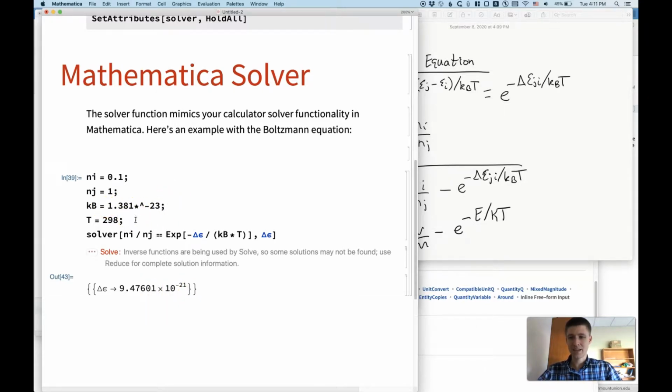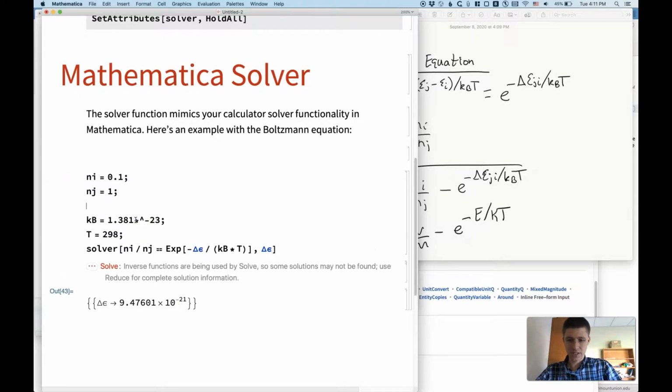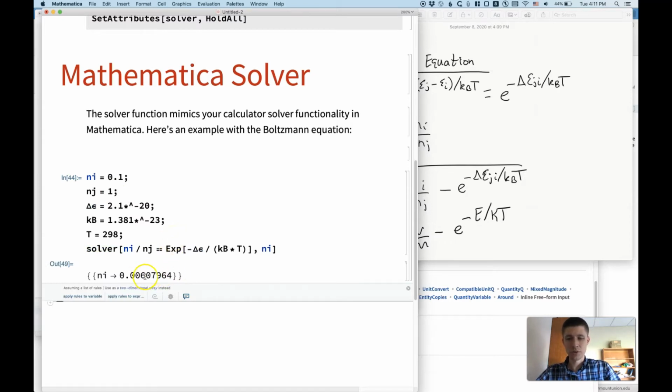Again, you can go back in. Let's say we know delta E, capital D, escape, little e, to get delta E is equal to, let's say, 2.1 times 10 to the minus 20. And we want to solve for Ni. We can just switch this here to solve for Ni. So this is going to say, if Nj is 1, Ni is that ratio, how many particles are in Ni compared to Nj. So 0.006, so about 0.6% of the particles are in Ni compared to Nj.